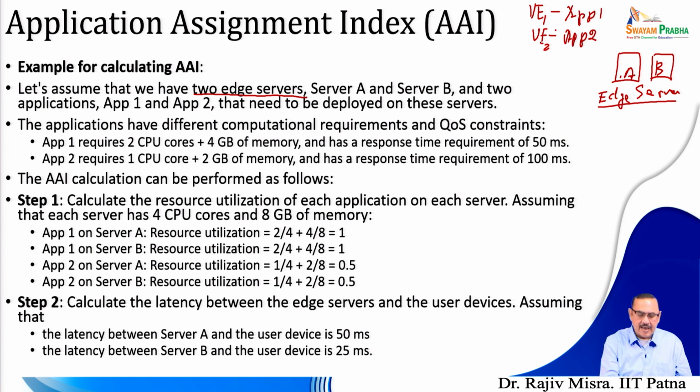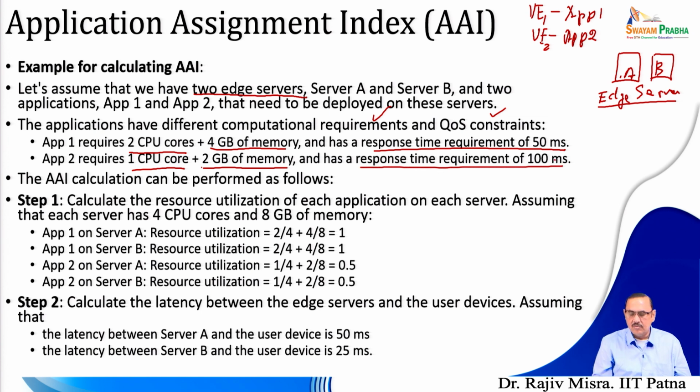Now, the applications have different computational requirement and QoS constraints. For example, application 1 requires 2 CPU cores, 4 GB of memory and has a response time requirement of 50 milliseconds. Application 2 requires 1 CPU core, 2 GB of memory and has a response time requirement of 100 milliseconds. So, let us see how the AAI calculation, that is the application assignment index calculation, can be performed as follows.